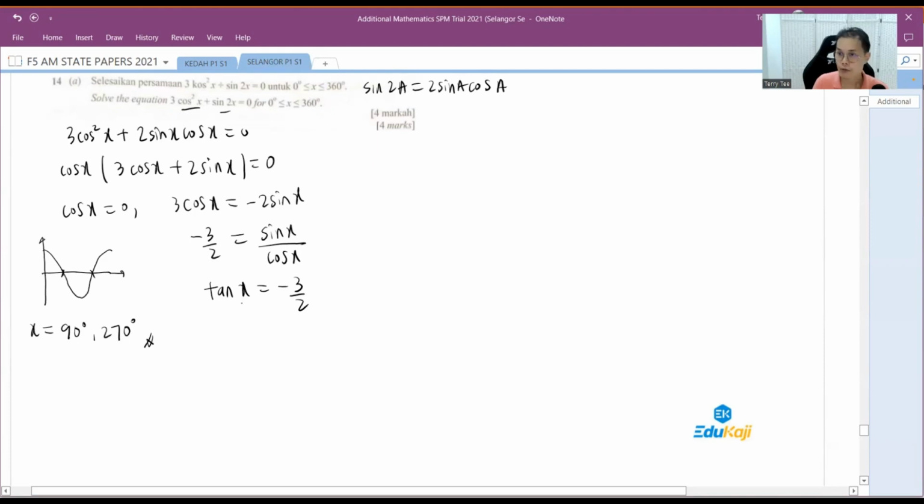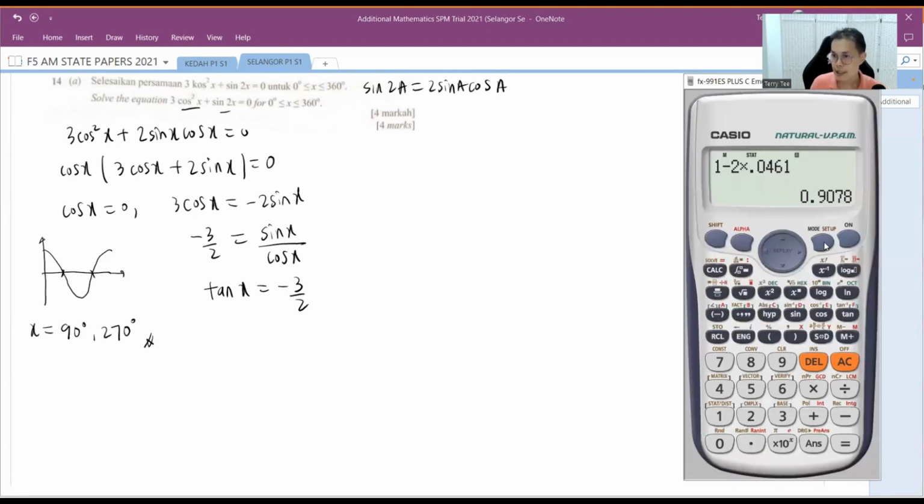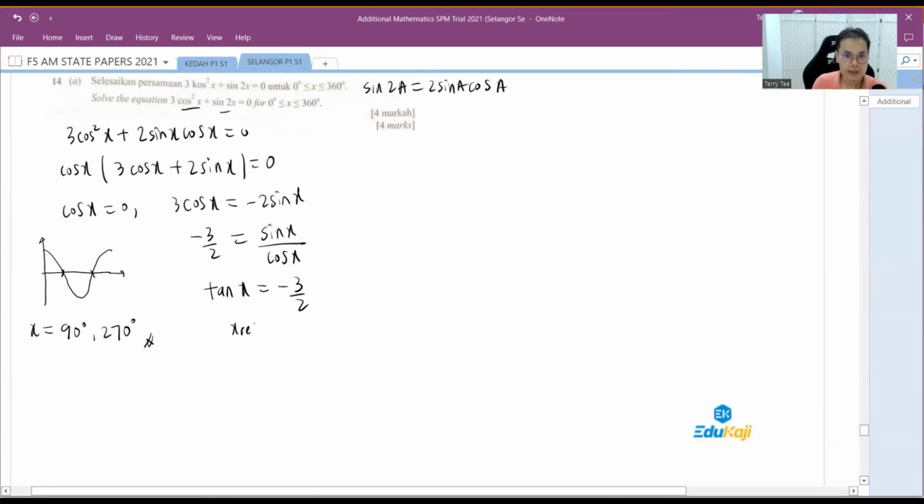The second one, for tangent x equals negative 3 over 2, you need to use a reference angle. So I'm going to use my calculator. Please ensure it's in degree mode because you want your answer in degrees. So we press shift tangent 3 over 2. This is 56.31. That is your reference angle.